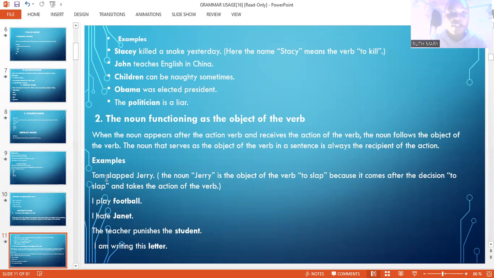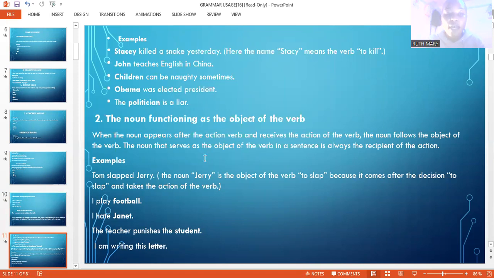John teaches English in China. Now we have John. Children can be naughty sometimes. Then Obama was elected president. And lastly, the politician is a liar. Secondly, a noun can function as the object of the verb. When the noun appears after the action verb and receives the action of the verb, the noun functions as the object of the verb.